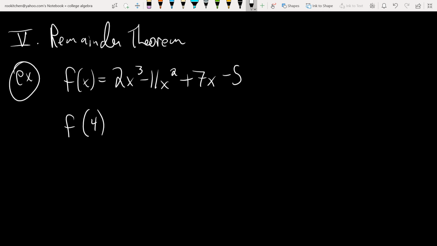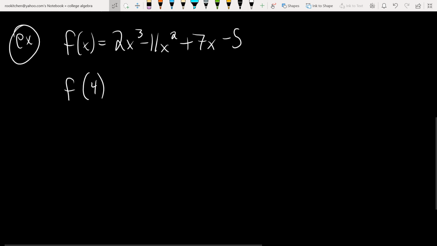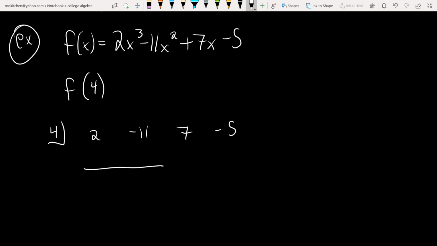You use 2 times 4 cubed minus 11 times 4 squared. It's just, it can kind of be a nightmare, and maybe you'll make a mistake. You don't put a parenthesis in the right place. Well, you could use long division to pull it off. Okay, so 4, 2, negative 11, 7, negative 5. I can do this really quick. Bring down the 2. So 8, negative 3, negative 6, 1, and then 4.